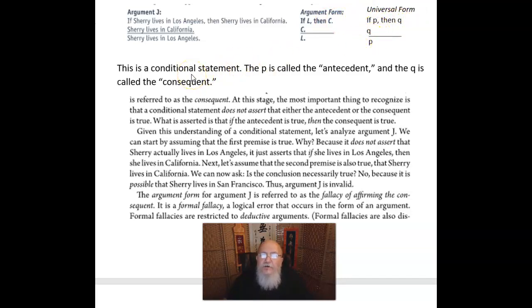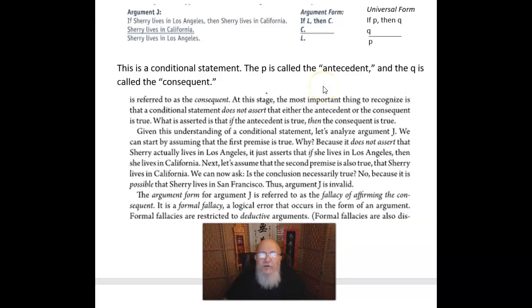Now this is a conditional statement. The P, right, Sherry lives in California, is called the antecedent, and the Q, which follows the then, is the consequent. Now at this stage, the most important thing to recognize is that a conditional statement does not assert that either the antecedent or the consequent is true. What is asserted is that if the antecedent is true, then the consequent is true. Now given this understanding of a conditional statement, let's analyze argument J.